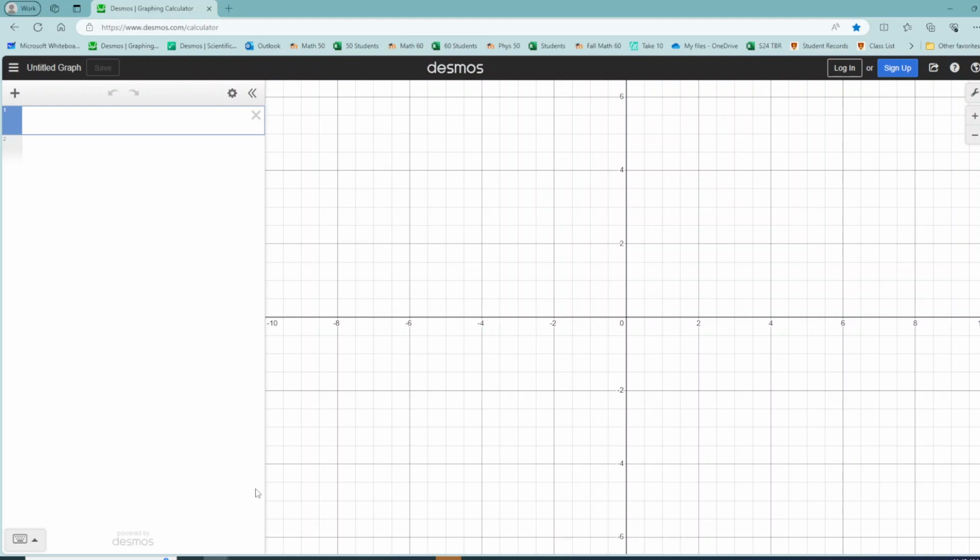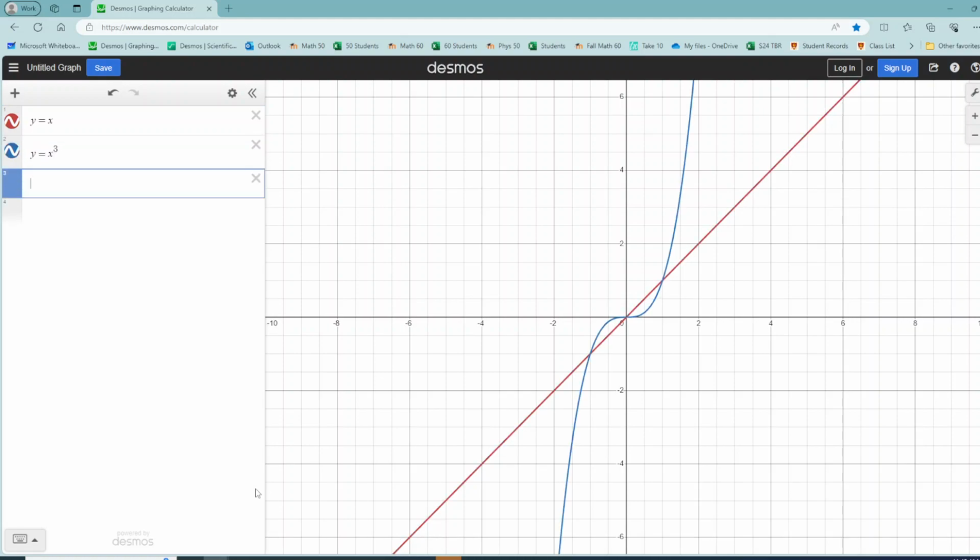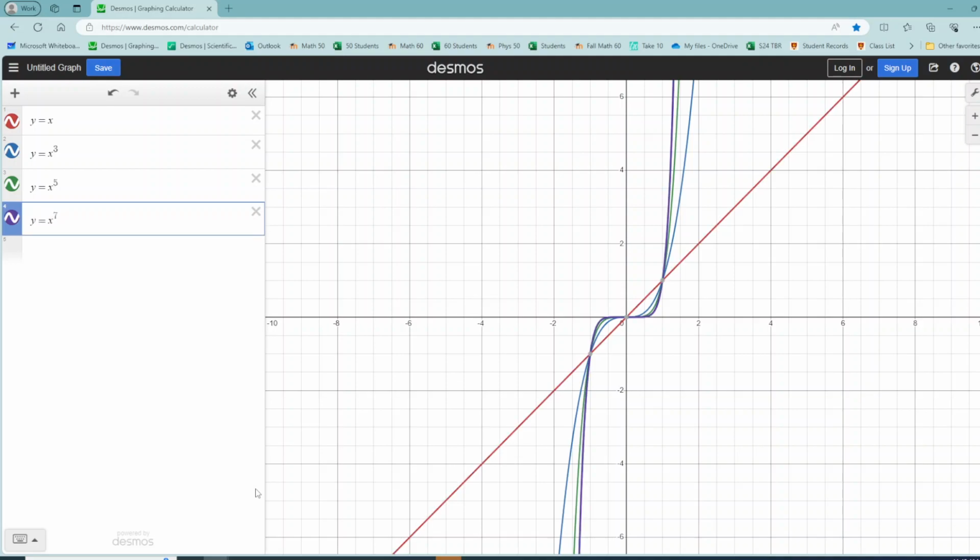So my first odd function would be my linear function, y equals x. My next odd function would be y equals x cubed. My next odd function would be y equals x to the 5. And then lastly, let's just go up to y equals x to the 7. Is there anything that you notice about these graphs in terms of their symmetry?